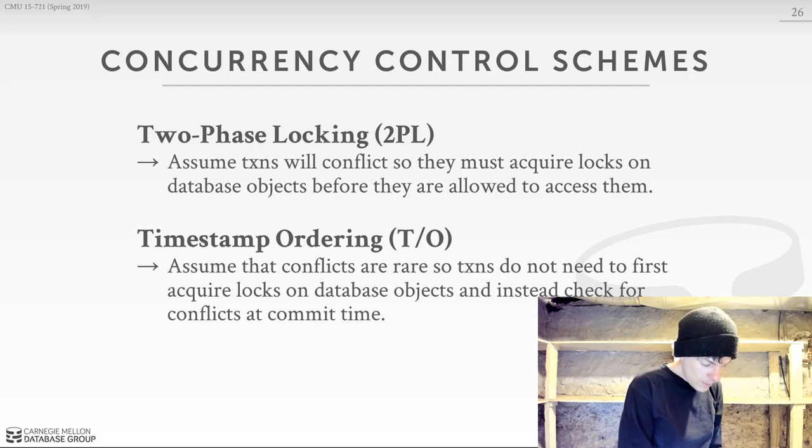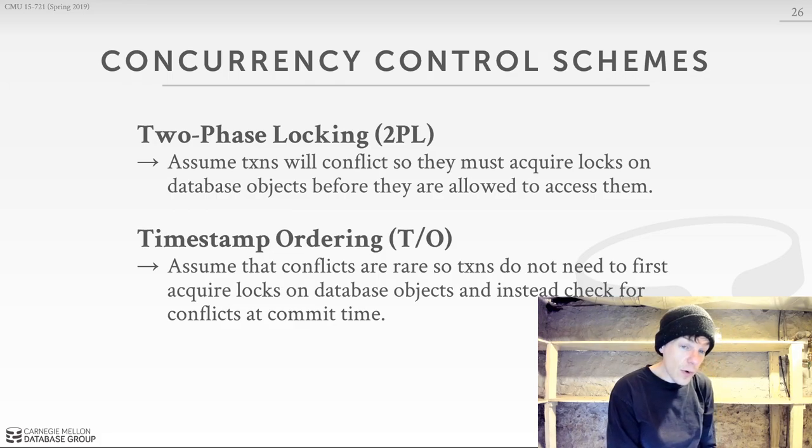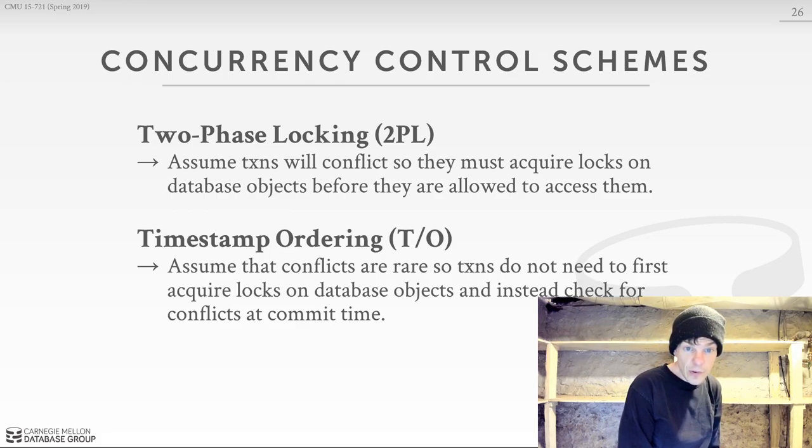There are essentially two categories of concurrency control schemes: two-phase locking and timestamp ordering. Two-phase locking is considered a pessimistic protocol because it assumes that transactions are going to conflict, so it requires them to acquire locks on all the database objects before they're allowed to access them. Timestamp ordering protocols are considered optimistic because you assume conflicts are rare, so you don't require transactions to acquire locks on those database objects, and instead you check for conflicts at commit time, or in some cases as you go along, but in general you check at the end. You assume there are not going to be any conflicts, and you don't worry about it until the very end to see whether your assumption was correct or not.